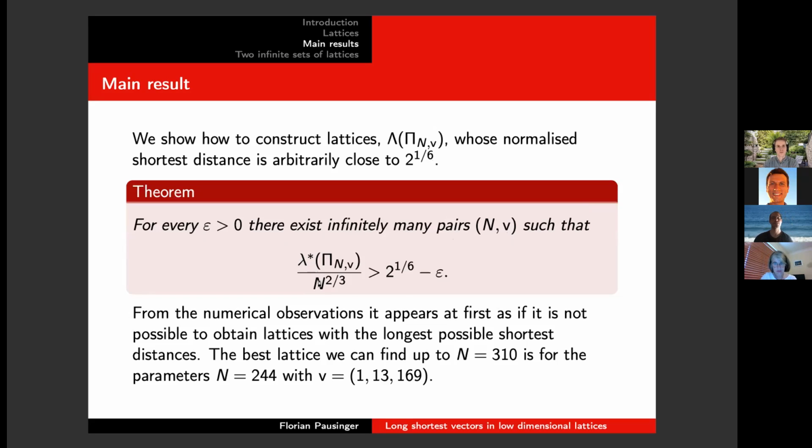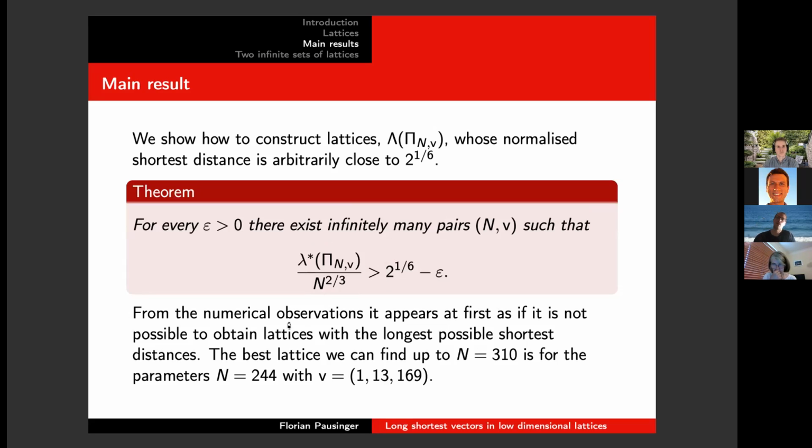the shortest distance lambda star divided by n to the 2/3 is greater than this theoretical upper bound minus epsilon. So I can always find pairs n and v such that I can generate lattices so that this ratio is arbitrarily close to the theoretical upper bound. So these lattices converge nicely to the FCC lattice.